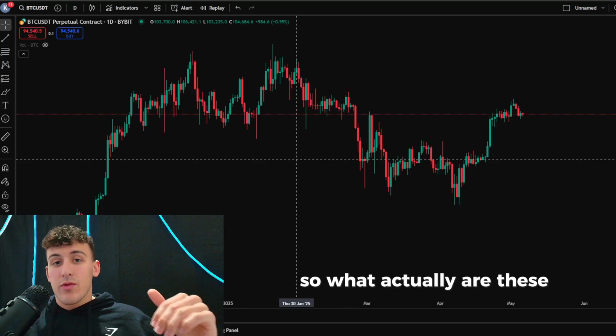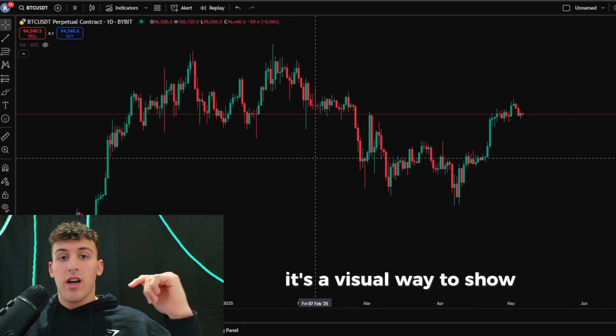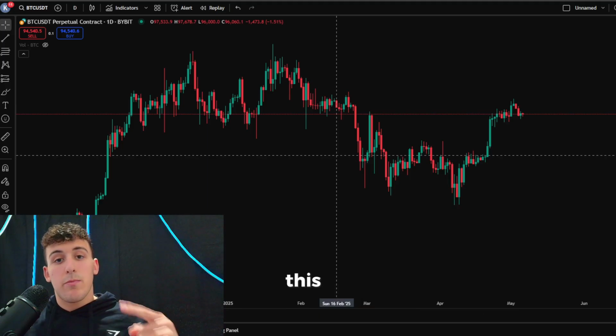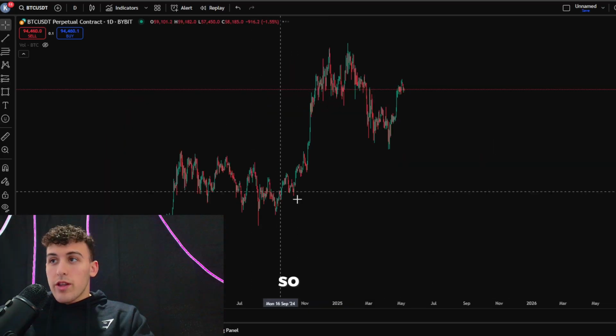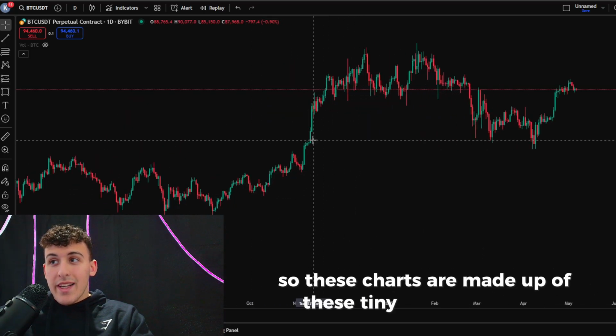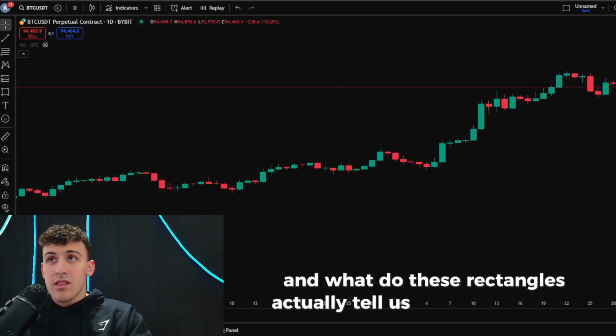So what actually are these rectangles? They're called candlesticks. It's a visual way to show data over a set amount of time. This could be 1 minute, 1 hour, 1 day, 1 week, anything. So these charts are made up of these tiny little rectangles. And what do these rectangles actually tell us?